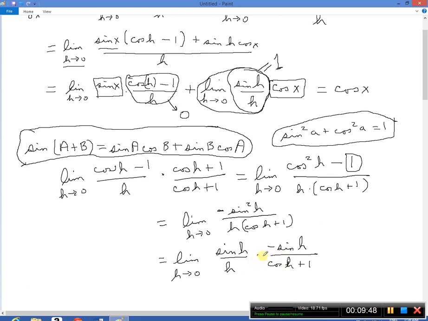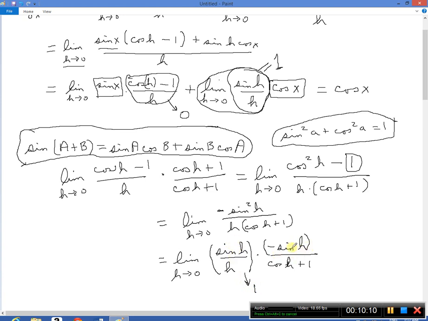Now this is how you multiply fractions. You multiply the tops and you multiply the bottoms. Well, this limit right here, sine of h over h, is the one that I told you is going to come out to be 1. So this limit goes to 1, or this fraction goes to 1.